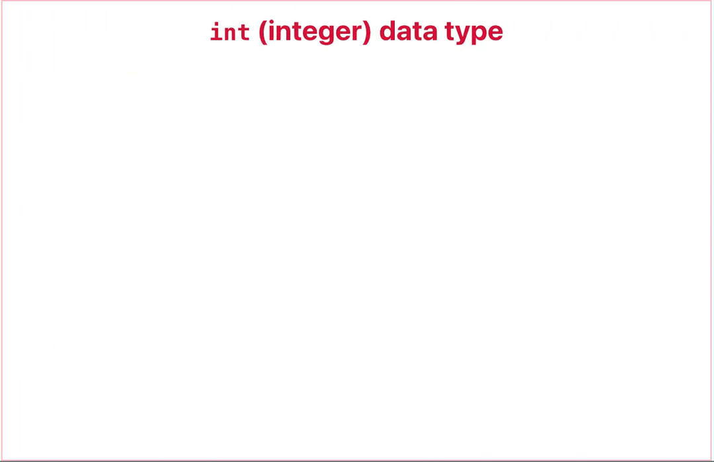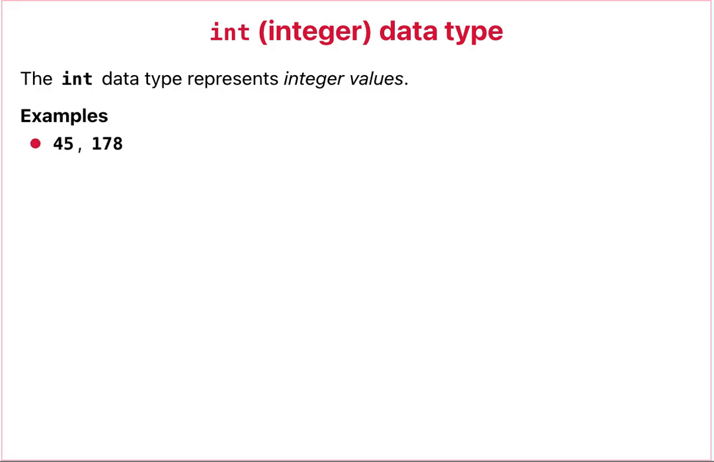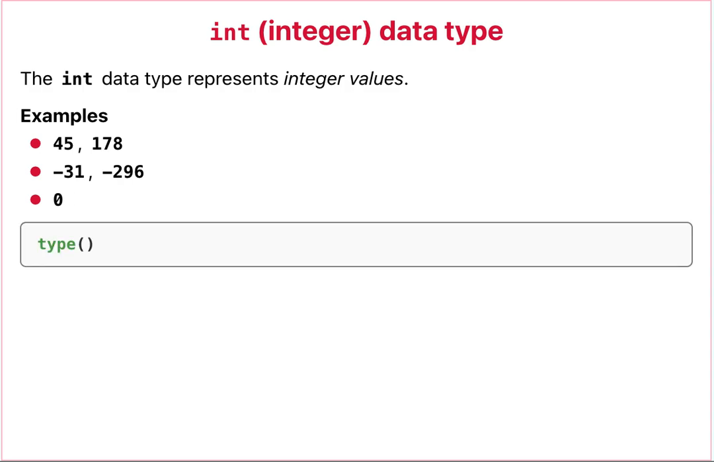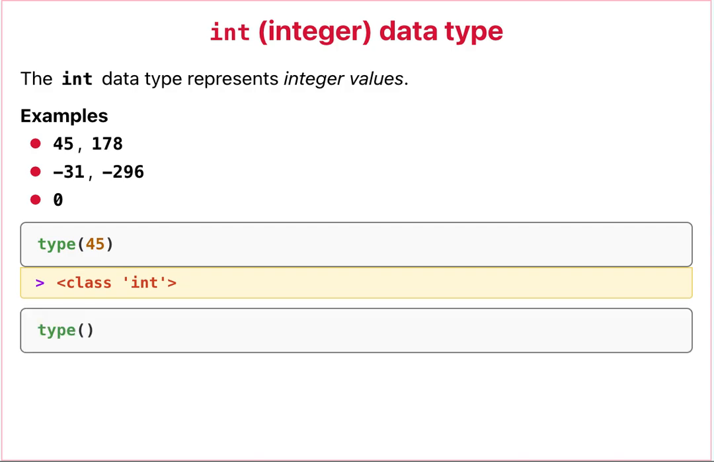Now, let's look at the common data types in more detail, starting with the int data type. As discussed earlier, the int data type in Python represents integer values. It can be positive integer values, negative integer values, or the integer 0. If we provide an integer to the type function, it would return int as the data type of the provided value. You can also try passing a negative integer to the type function, or even pass 0 to it, to observe that the return type is int.